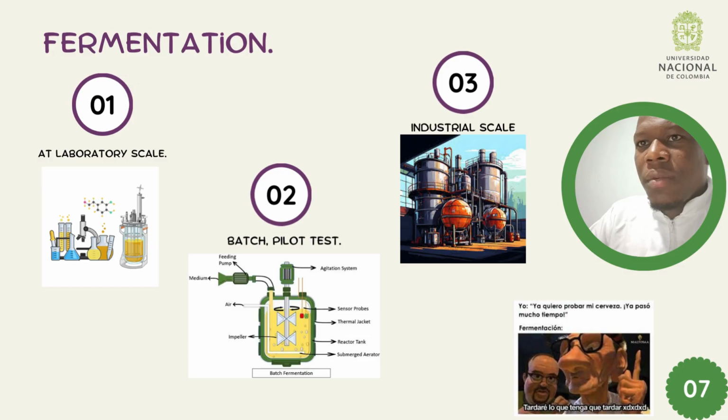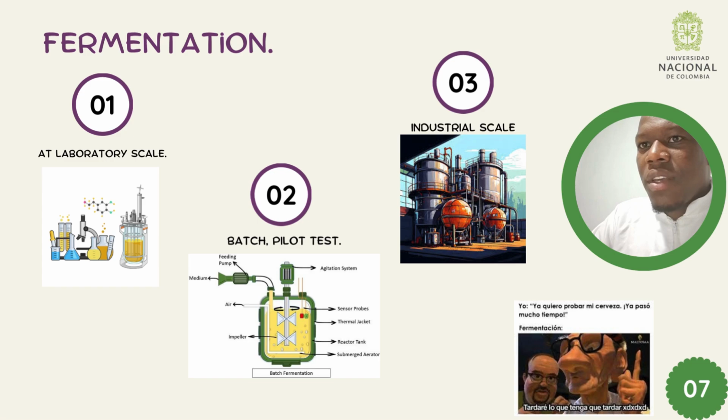Microbial performance analysis. Pilot plant is stage 2. In this step, a larger bioreactor with automatic control is used, and the viability of the process is tested before scaling to an industry level. This one has a feeding pump to control how the medium is introduced. Agitation and aeration system ensures homogeneity. Sensors measure variables such as pH, temperature, and substrate concentration, and a thermal jacket regulates the temperature of the system.